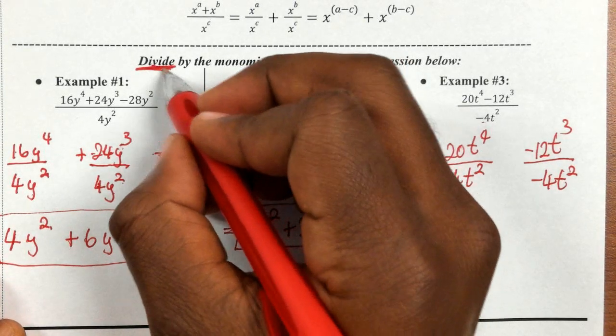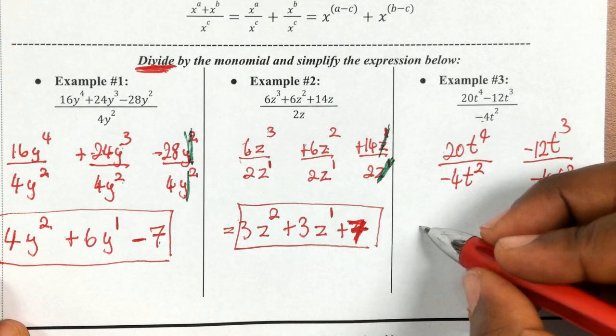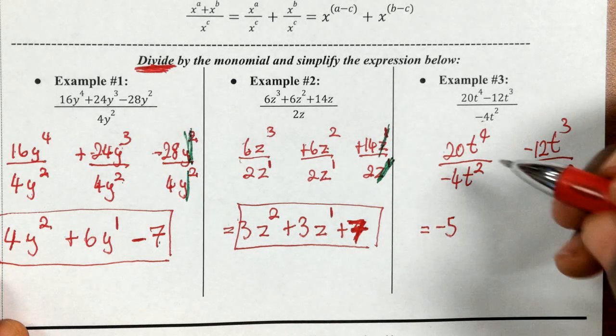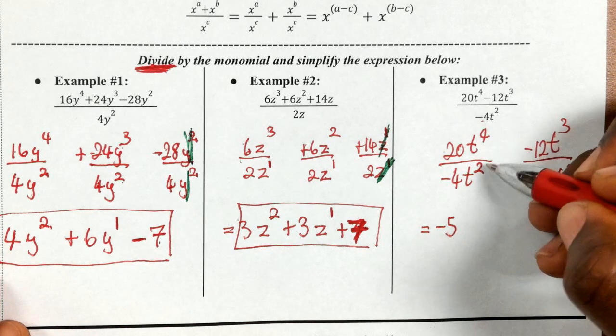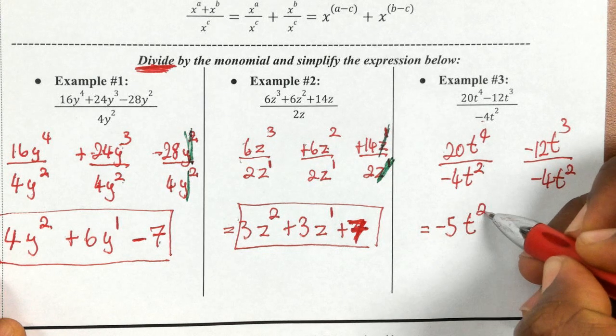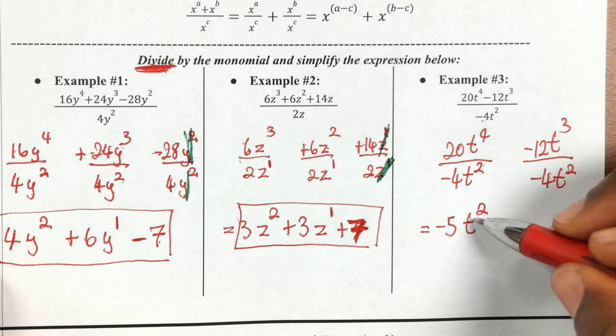So now let's go ahead and divide. 20 divided by negative 4 is negative 5. When I divide these two, I subtract the exponents. 4 minus 2 leaves me with 2. So this is already simplified.